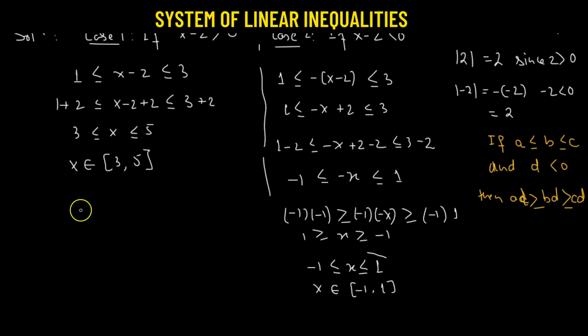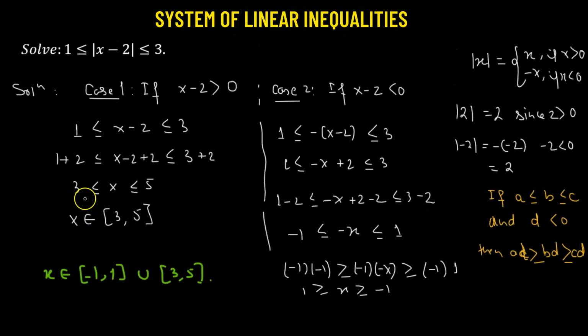So the solution to the linear inequality will be x belongs to the interval negative 1 to 1, union 3 to 5. So this is the solution set to the given linear inequality.